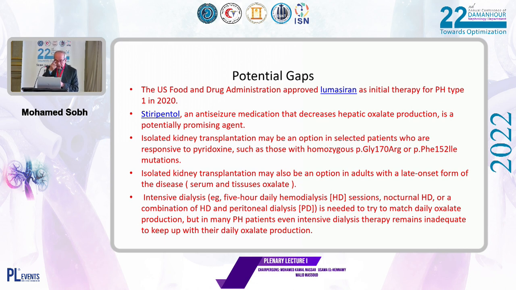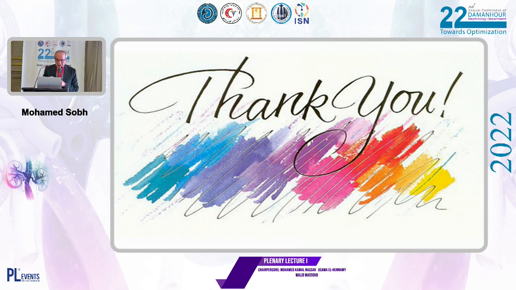Intensive dialysis, a 5-hour daily hemodialysis session, nocturnal hemodialysis, or a combination of hemo and peritoneal dialysis is needed to try to match daily oxalate production. But in many primary hyperoxaluria patients, even intensive dialysis therapy remains inadequate to keep up with their daily production. So there are some gaps there, and thank you.